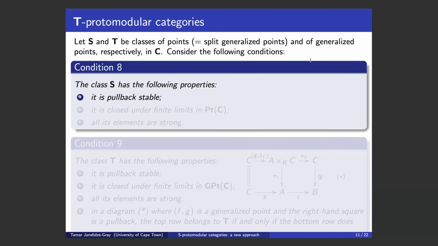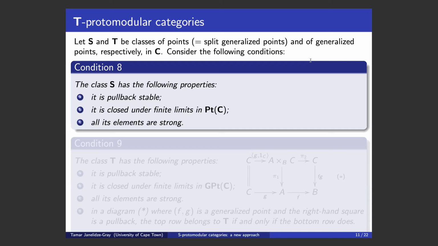So first of all, we want S to be pullback stable. So if a morphism is in S, then when we take the pullback at the top, the morphism we obtain is again in S. We want it to be closed under finite limits in points in C. And then the third condition that we have is that all elements are strong. So every point is strong, or every split epi is strong. So when a category which is pointed and finitely complete satisfies these three conditions, then this category is called an S-protomodular category, and this notion is due to Bourn, Martins-Ferreira, Montoli, and Sobral.